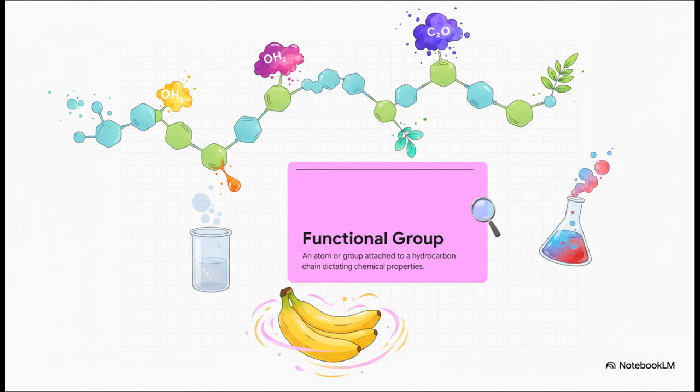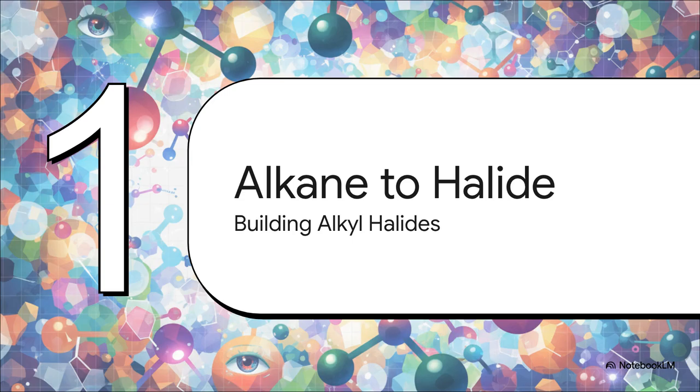By simply swapping in one of these functional groups, we can take a basic, odorless gas and turn it into a complex liquid, or even an ester that smells exactly like bananas. It's wild. Moving right along to Section 2, from alkane to halide.